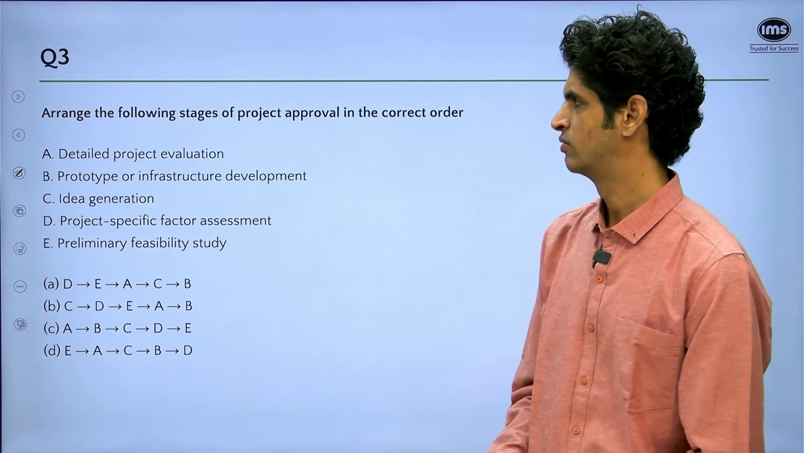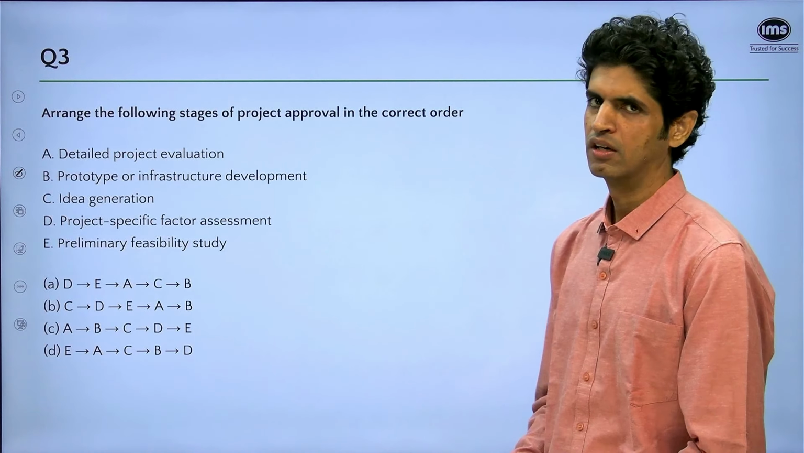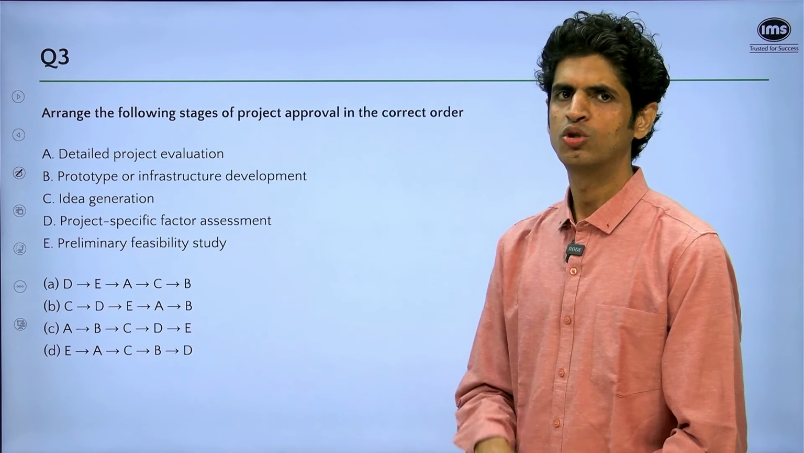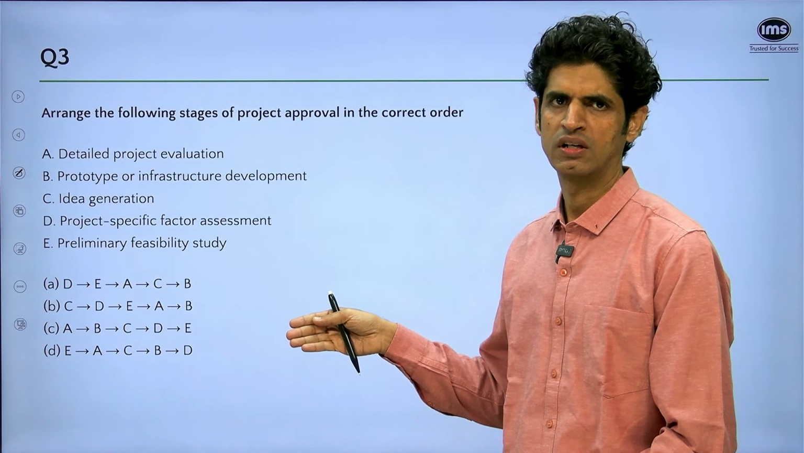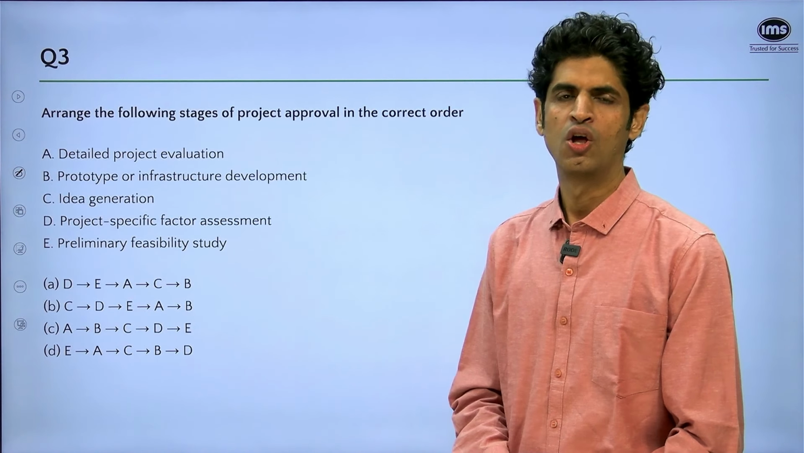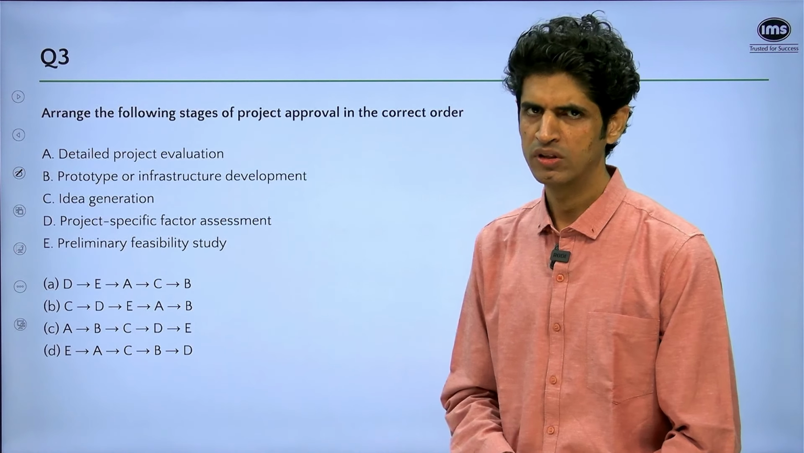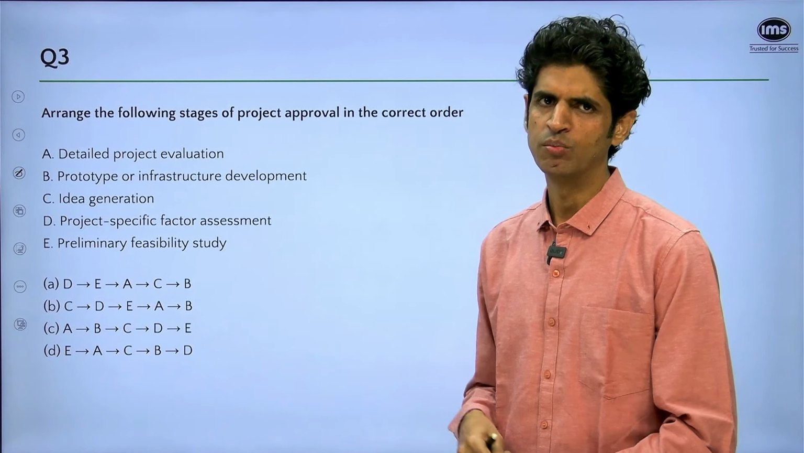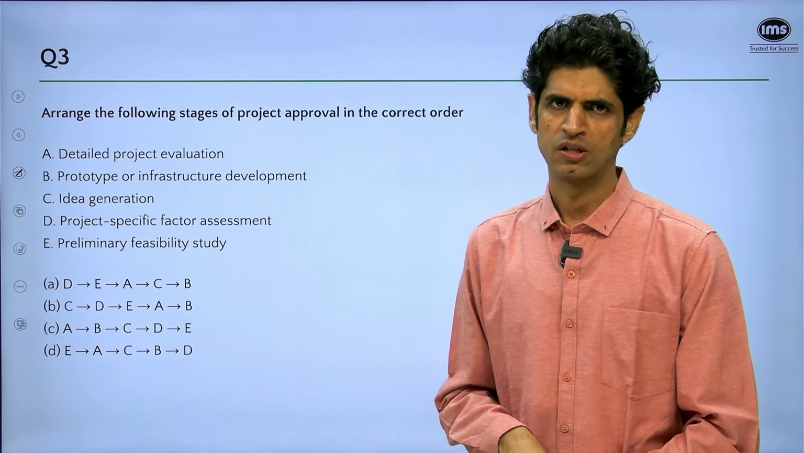The next question. Arrange the following stages of project approval in the correct order. Be careful. There are 2 ways of solving this. 1, you decide the whole order and then pick a choice. Or if you do not understand all the concepts, what you can do is you pick any 2, define which one should ideally appear first, go to the choices and see if you can eliminate some of them.